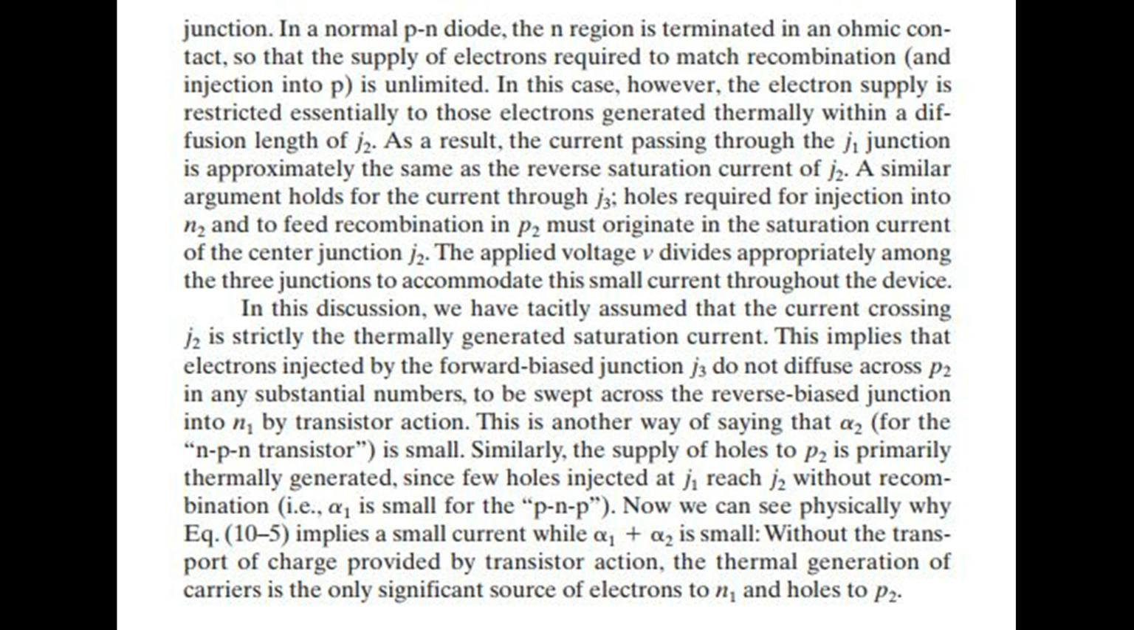Now we can see physically why EQ 10.5 implies a small current while α1 plus α2 is small, without the transport of charge provided by transistor action. The thermal generation of carriers is the only significant source of electrons to N1 and holes to P2.